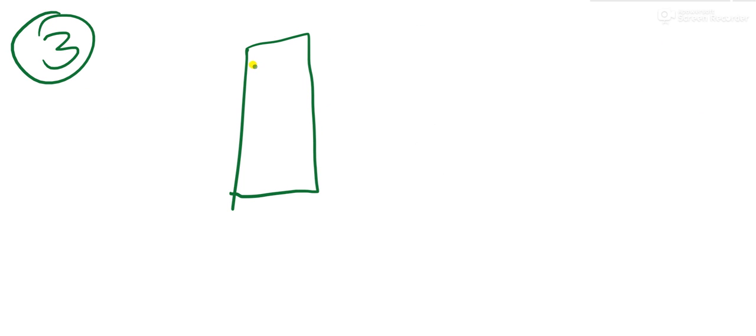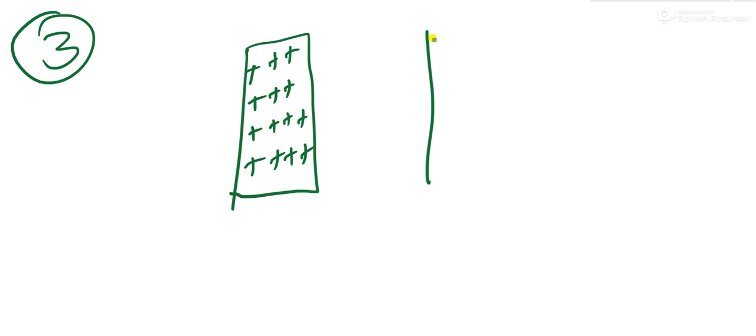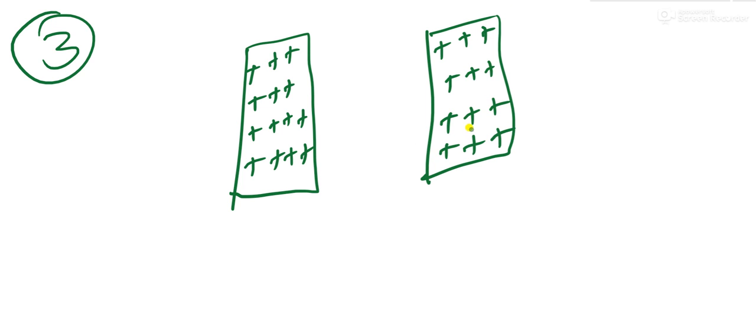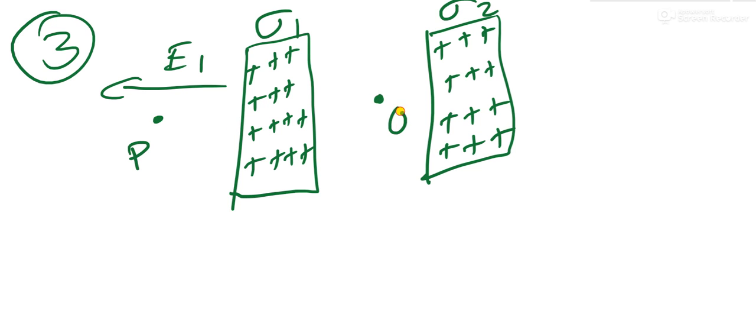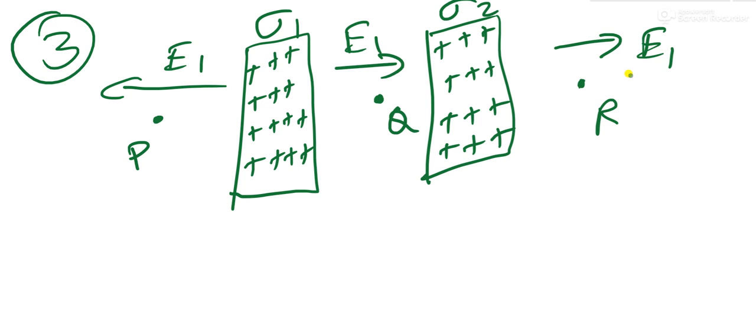We have plus plus plus plus on one plate, and the other plate also has plus. First we will see both plus, and next one plus and another minus. From plus the electric field will be outwards. This is plate 1, this is plate 2. E1 will be outwards. There are 3 points we are going to take: P, Q, R. At all 3 points, the electric field E1 will be outwards because of plate 1.